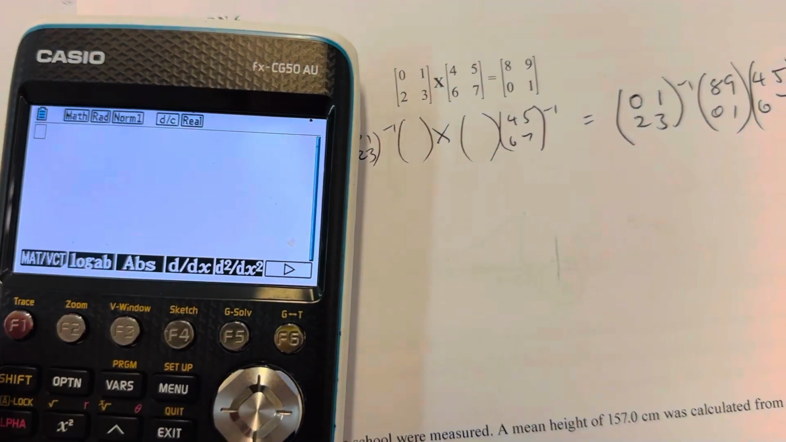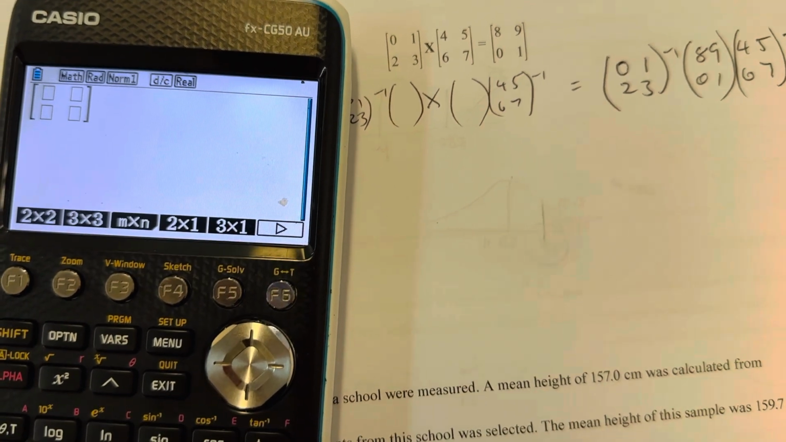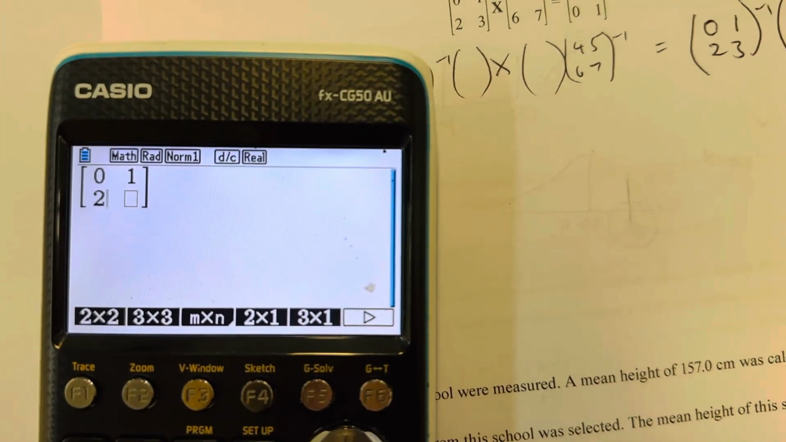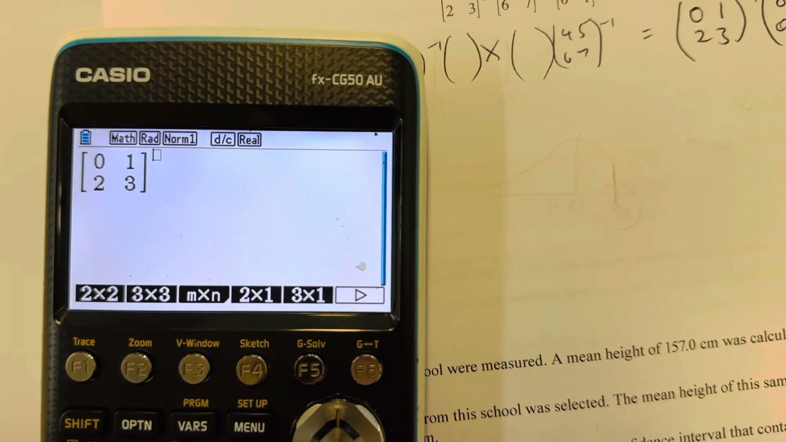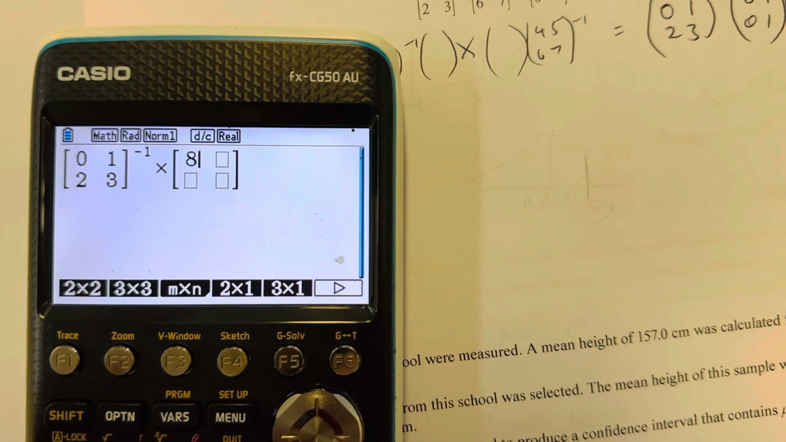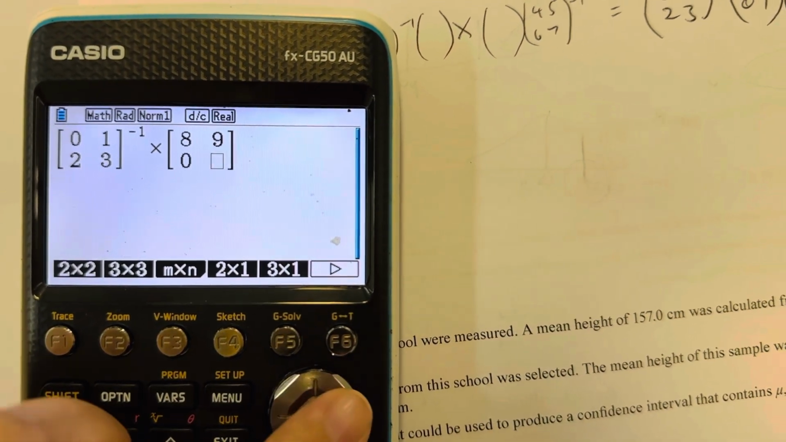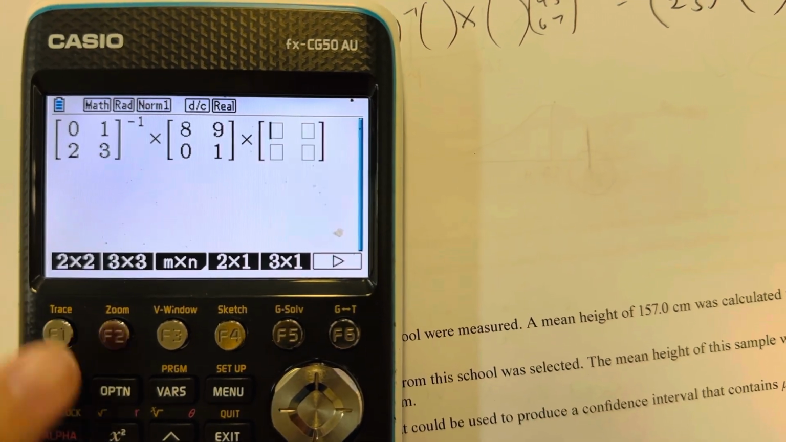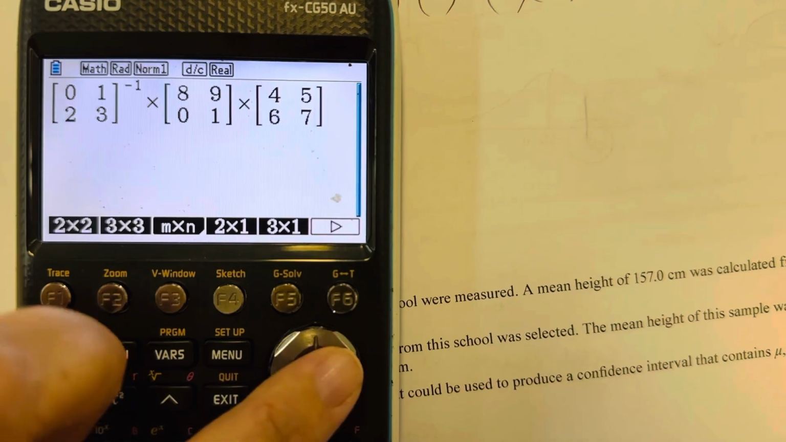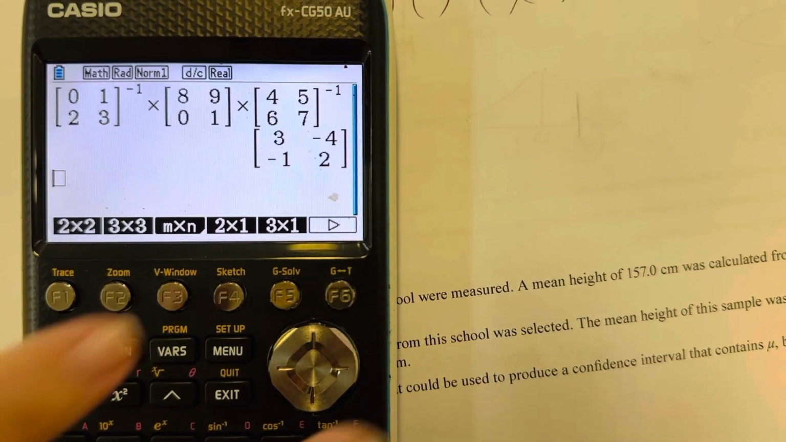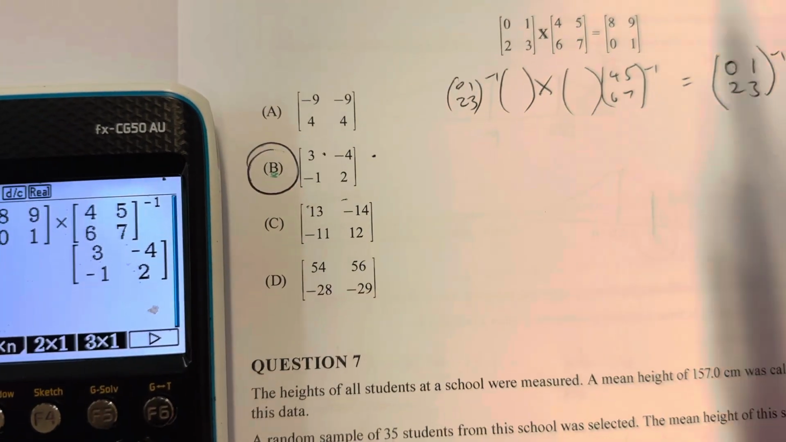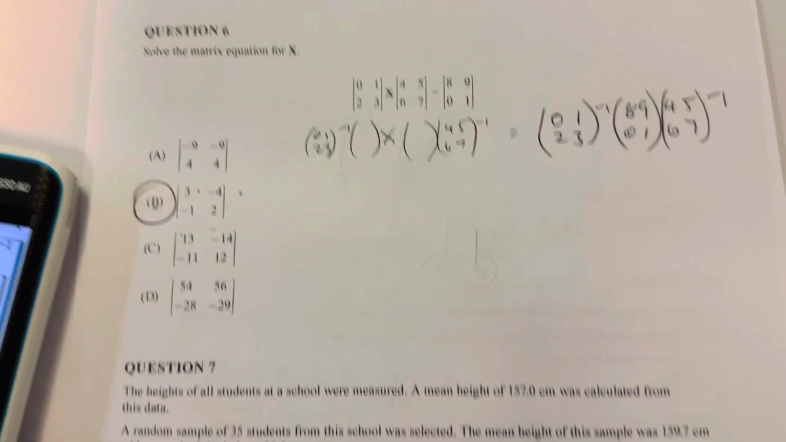So onto my calculator, math, I'm going to put it in, I'm going to go 2 by 2, [0, 1, 2, 3] to the power of -1, times 2 by 2, [8, 9, 0, 1], times 2 by 2, [4, 5, 6, 7] to the power of -1. Execute. We get B, [3, -4, -1, 2]. So that was just making sure you knew how to do your order with your inverses.